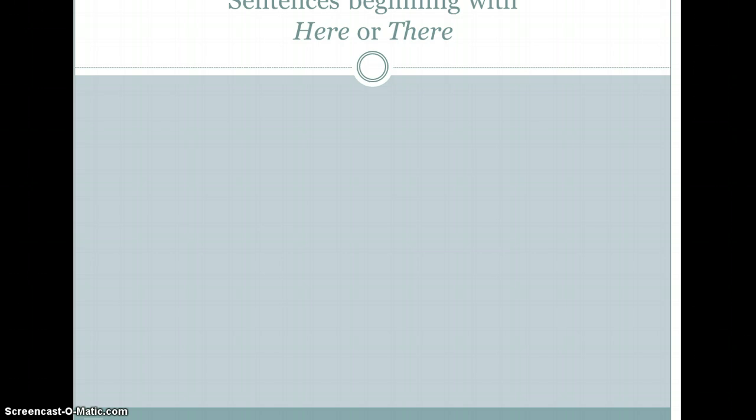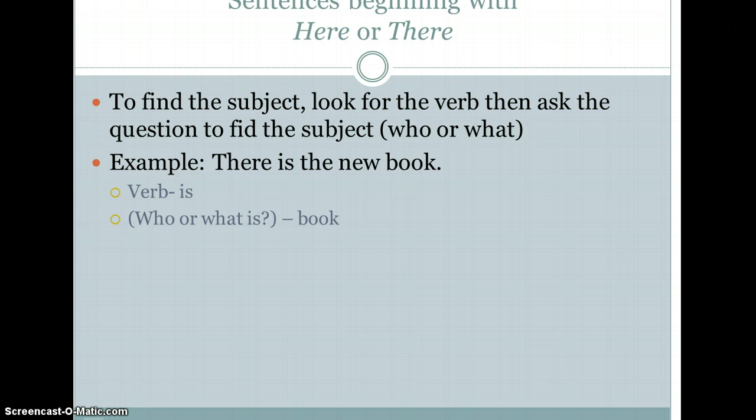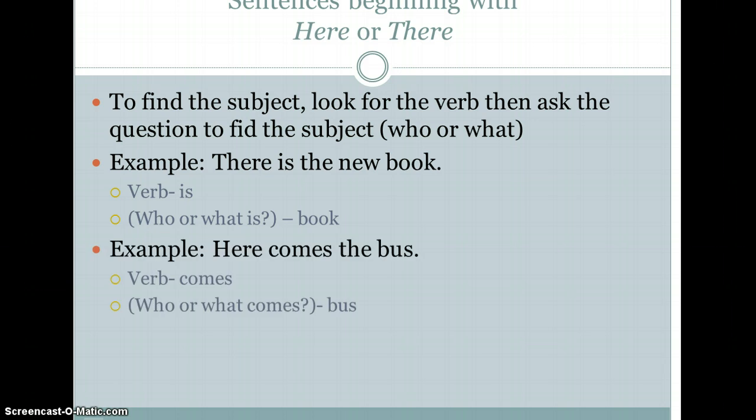All right, and then the last one is sentences beginning with here or there. To find the subject, look for the verb, and then ask the question to find the subject. Ooh, big typo there. Find the subject, who or what. So, like I've been saying, look for the verb first. Example, there is the new book. What's the verb? Is. Who or what is? The book is. Okay, example, here comes the bus. What is the verb? Comes. Who or what comes? The bus.